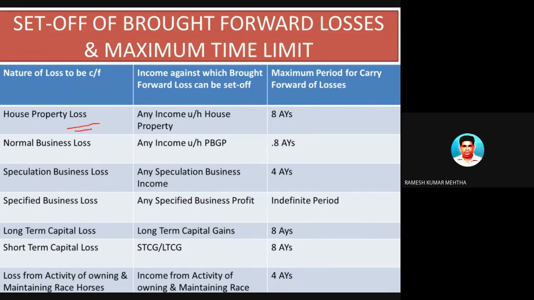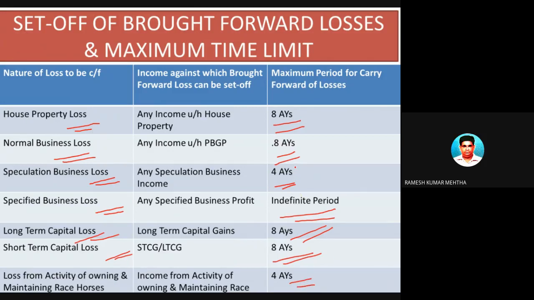House property loss can be carried forward for 8 years. Normal business loss can be carried forward for 8 years. Speculative business loss can be carried forward for only 4 years. Specified business losses can be carried forward for an indefinite period of time. Long-term capital loss can be carried forward for 8 years, and short-term capital loss can be carried forward for 8 years. And loss from the activity of owning and maintaining horse races can be carried forward for only 4 years.